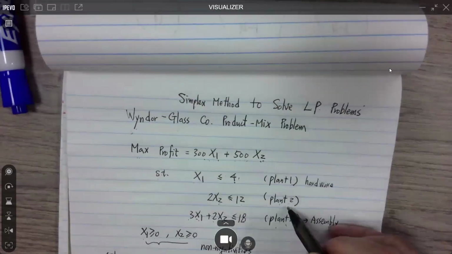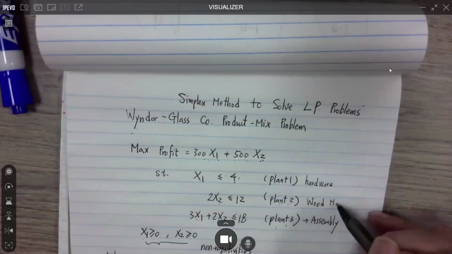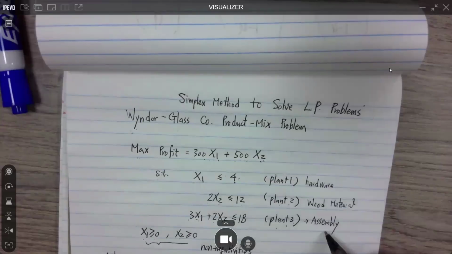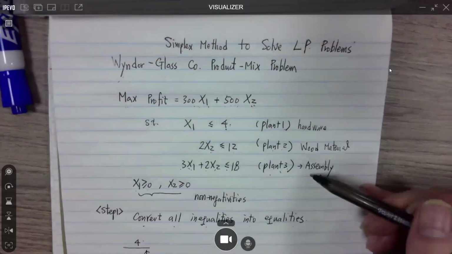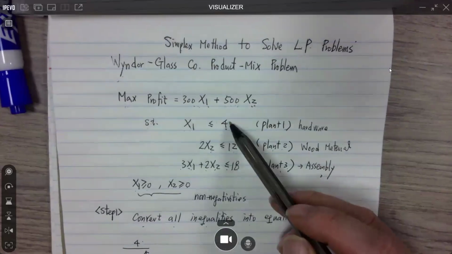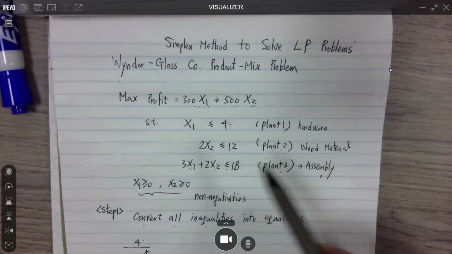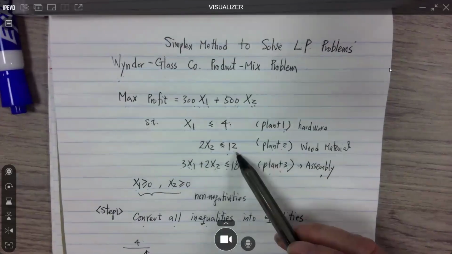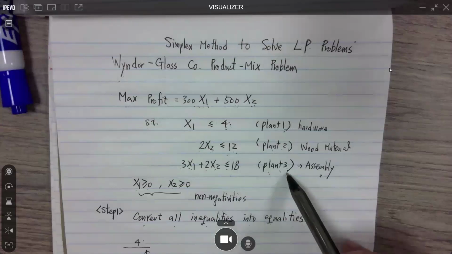And plane 2 deals with what? Wood material. And plane 3 deals with what? Assembly, okay? So in production, we have 4 hours available to deal with new products 1 and 2 in plane 1. 12 hours available from plane 2. 18 hours available from what? Plane 3. Okay?